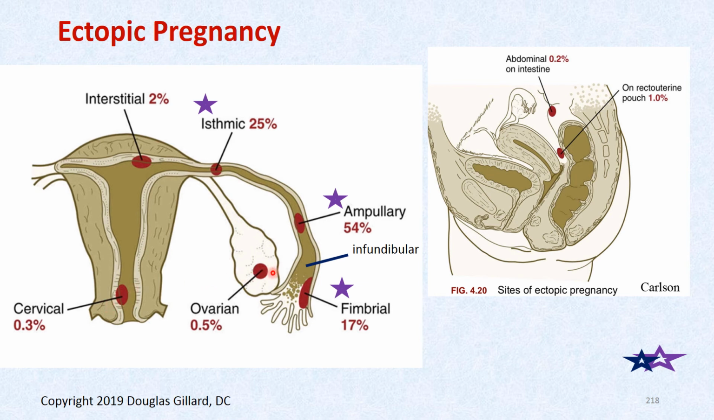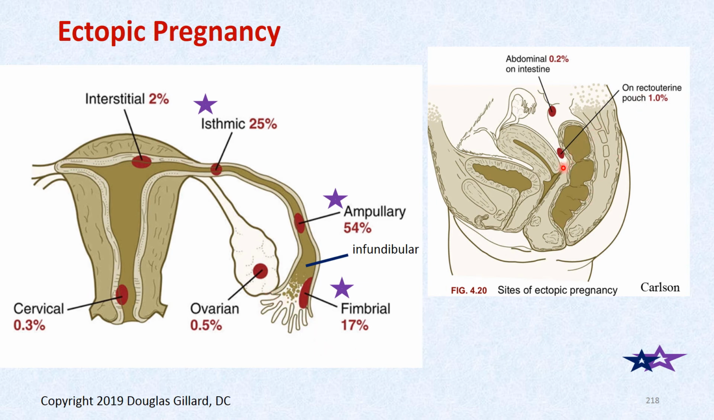But you could get one where the sperm come right out and fertilize the secondary oocyte right when it comes out, and it binds immediately. Really rare. Also, ovarian ectopic pregnancy. And here's the other ones.